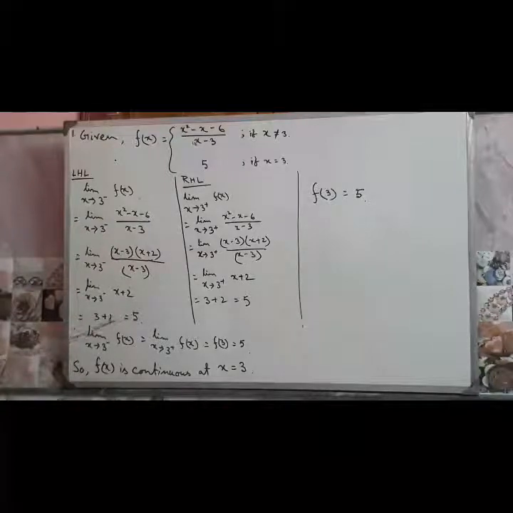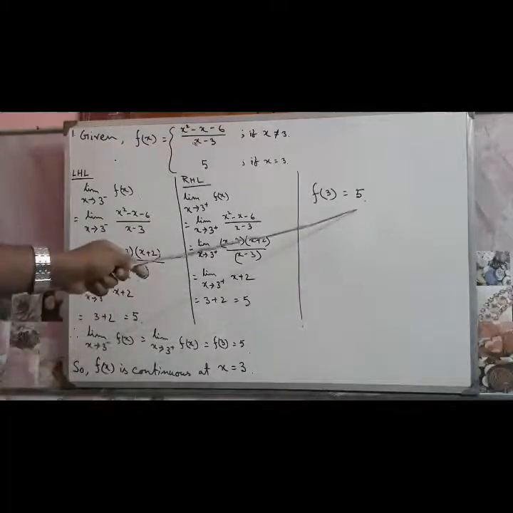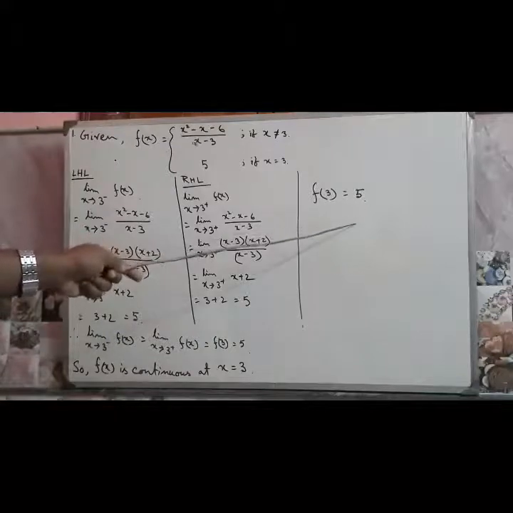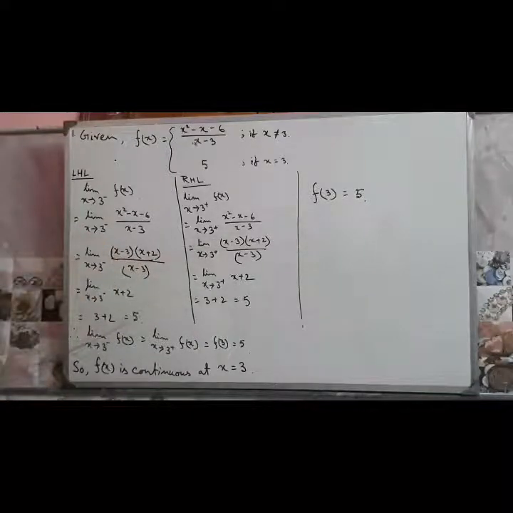So we see the left hand limit is equal to 5, the right hand limit is equal to 5, and the functional value at the point 3 is also equal to 5. As all these three values are equal, therefore f of x is continuous at x equal to 3.